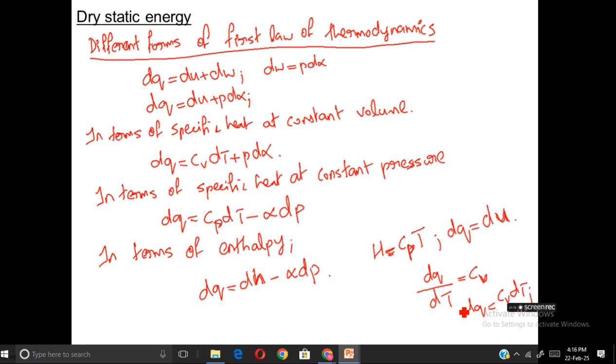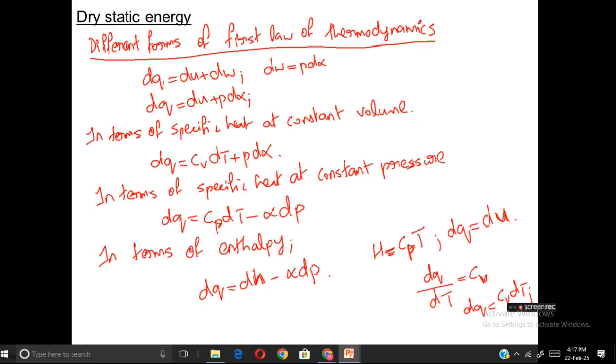You know what is specific heat now? Specific heat is dQ by dT, the amount of heat supplied to a system to increase the temperature of a system by 1 degree Celsius. And enthalpy is the amount of heat supplied at constant pressure to a system to increase the temperature from 0 to T Kelvin. That is enthalpy.